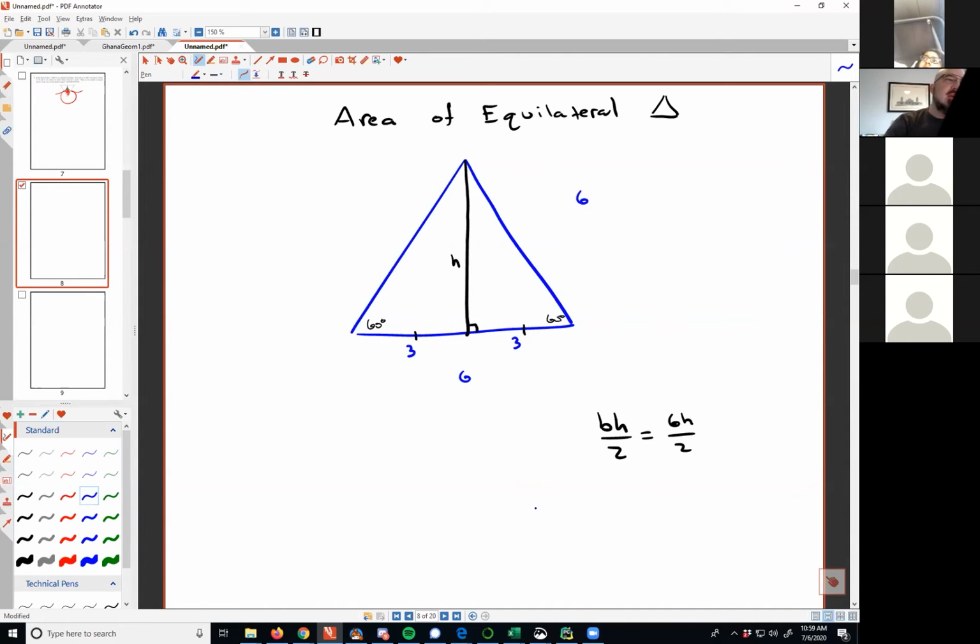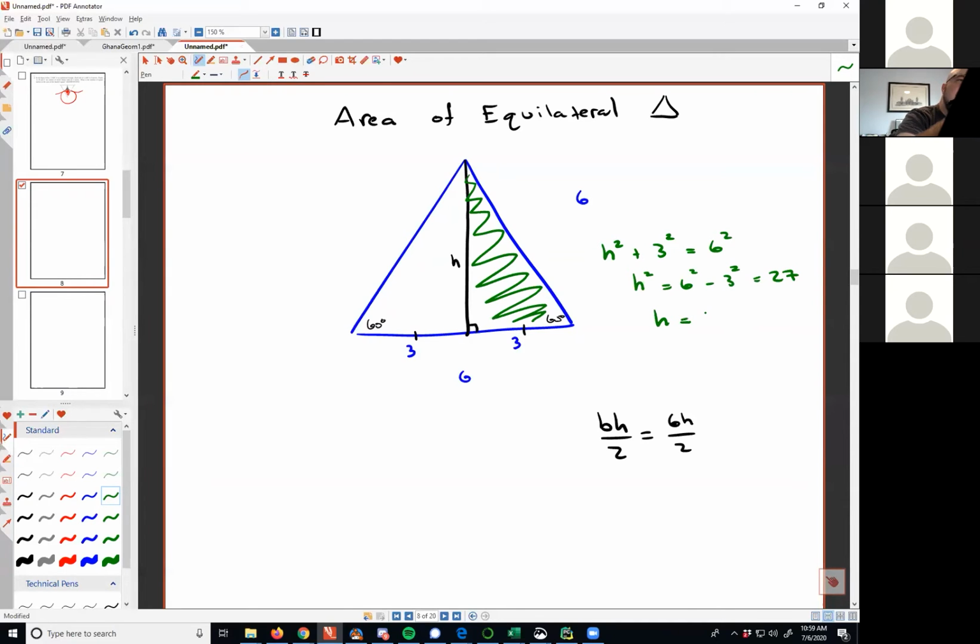And now we can apply the Pythagorean theorem to this green triangle right here. We can say h squared plus 3 squared equals 6 squared. 36 minus 9 is 27. So h is the square root of 27, which is 3 root 3. Now we can say 6 times 3 root 3 divided by 2, and we get 9 root 3 in total. But this is something we can generalize.